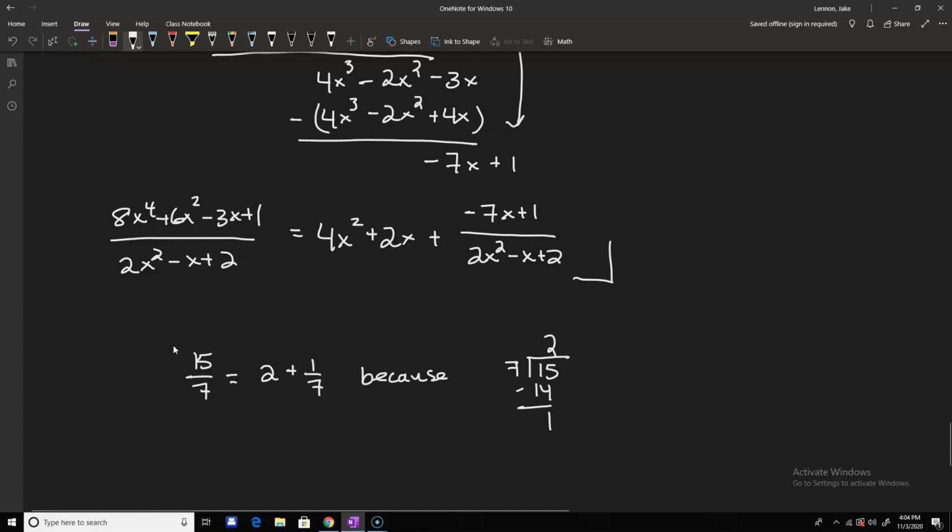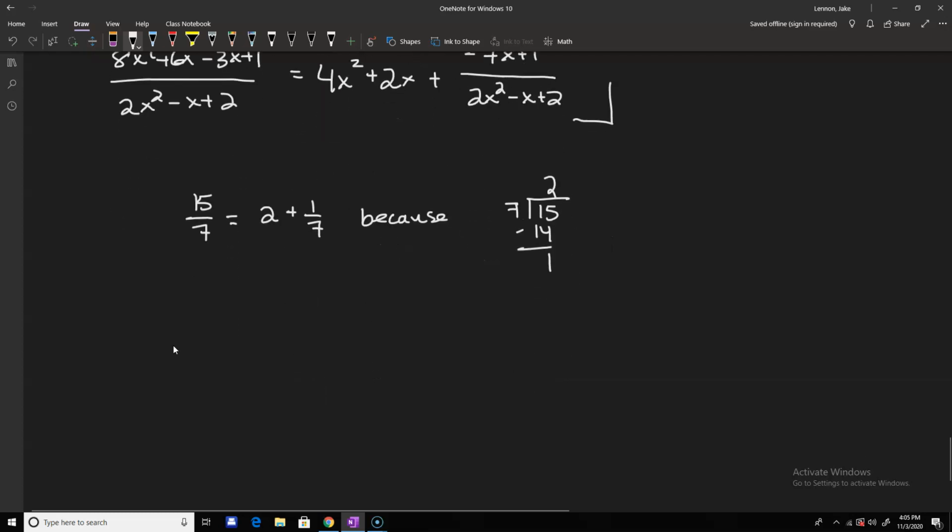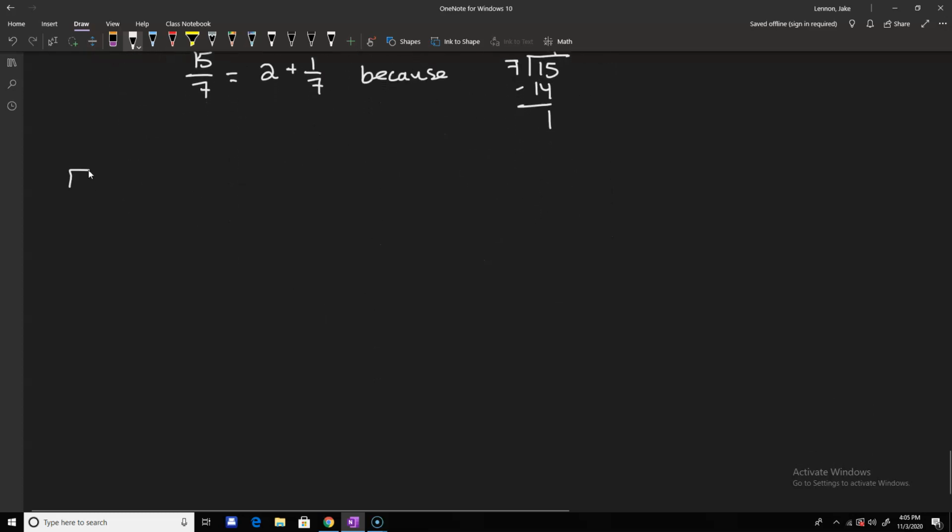All right, so let's do one more long division example, and we'll leave it there. So let's go ahead and do one more example. So we'll just say find the quotient and remainder using long division.